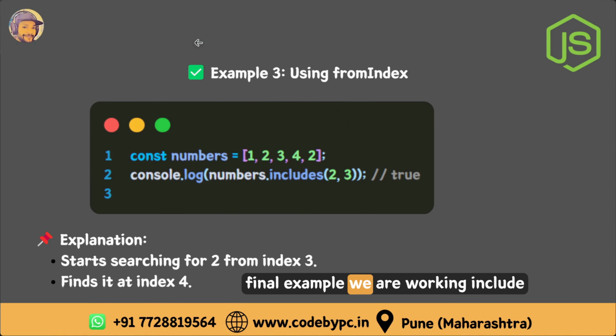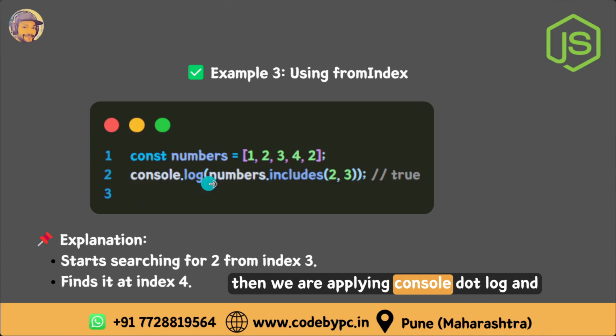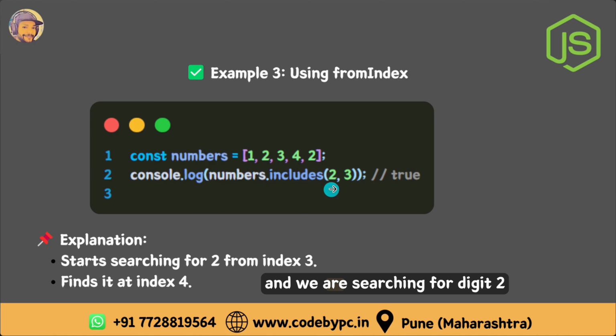In the final example, we are working with the includes method with indexing. We have an array with digits 1, 2, 3, 4, 2, and then we apply console.log, passing numbers.includes, and we search for digit 2 starting from index 3. We can see the indexes 0, 1, 2, 3, and the 2 is at the end of this array, so it returns true.